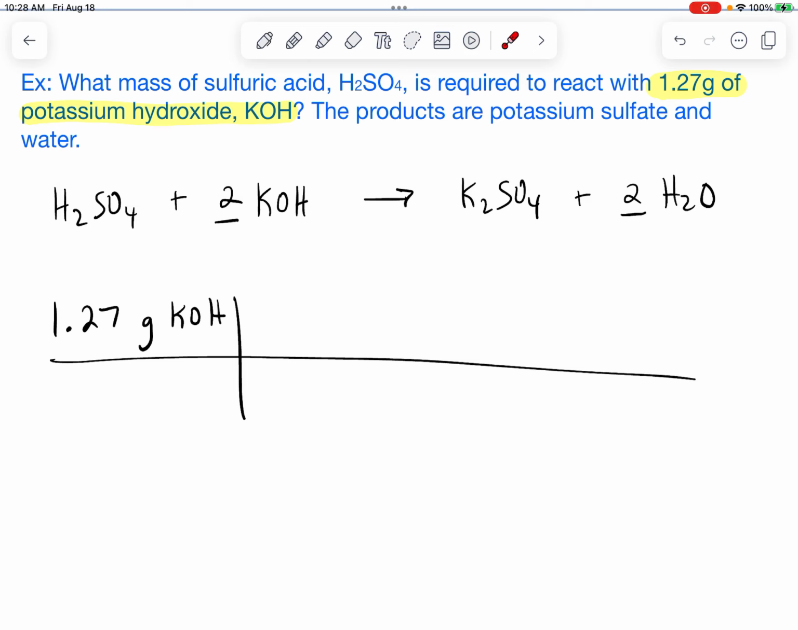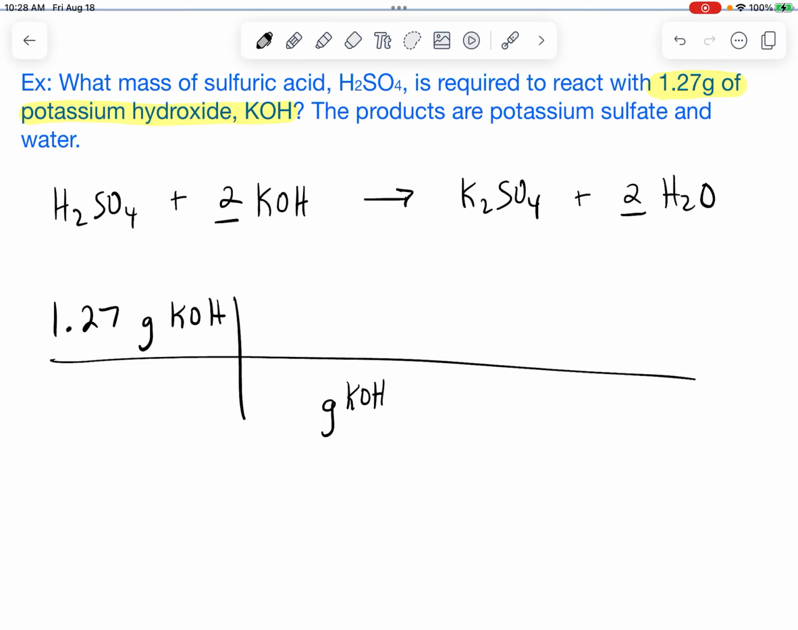With the T-chart method, what we are trying to accomplish is to cancel out our units until we get to what the question is asking us. So if we have grams of KOH on top of the T-chart, the only way to cancel out this unit is to make sure that it's on the bottom. So we're going to put grams of KOH down here.